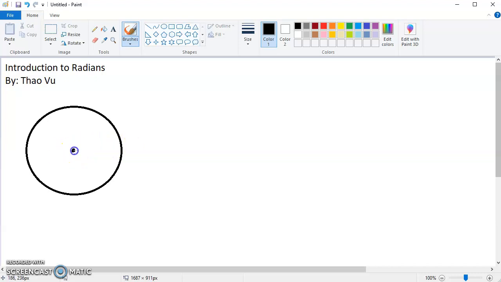The distance from the center to the outer circle is called the radius. The radius is different compared to the radian, and I'll show that. We can call this distance r for radius. And we can make another radius, and we can also call that a radius. And so this creates an angle. This part, however, right here is called an arc.